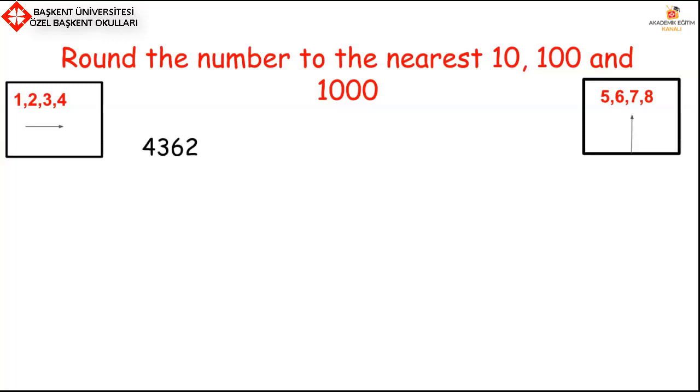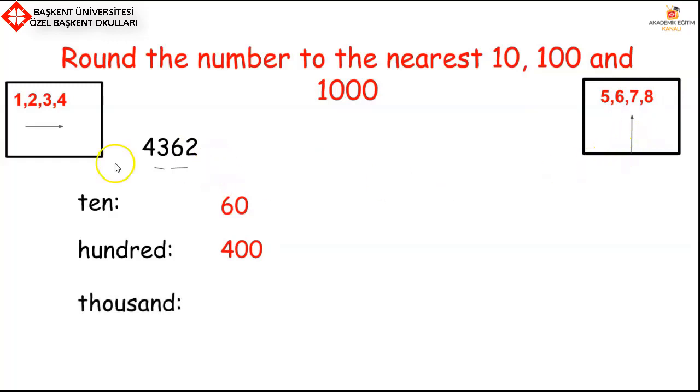So let's carry that on. Our number is 4,362. The nearest 10. The 6 is a 10. We're going to look at the 2. 2 means we're going to go down, or it's going to stay the same. So it's going to be 60. The nearest 100. 3 is our 100. 6 means we're going to go up. So it's going to be 400. And the nearest 1,000, 4. Look at the 3. 3 means it's going to stay the same. So we go and stay at 4,000.